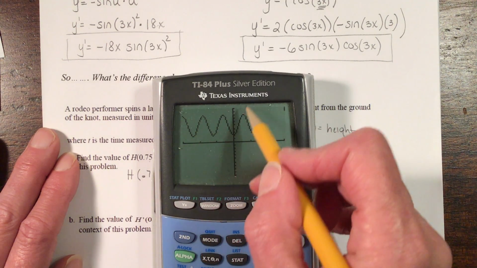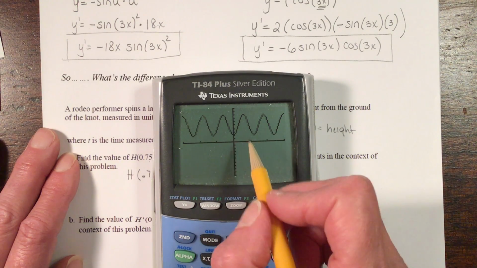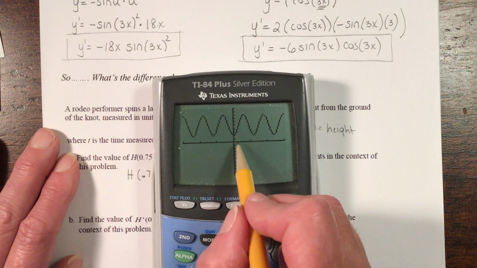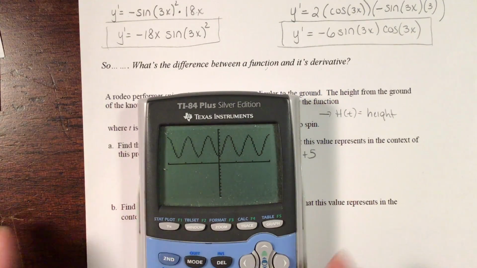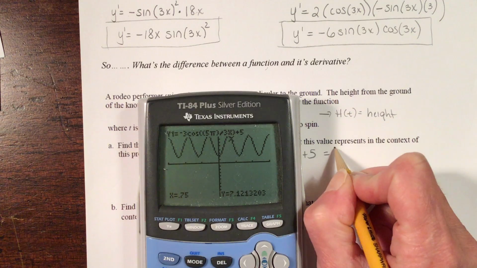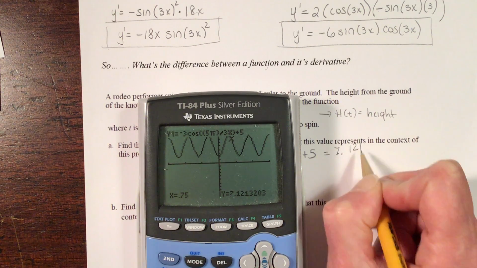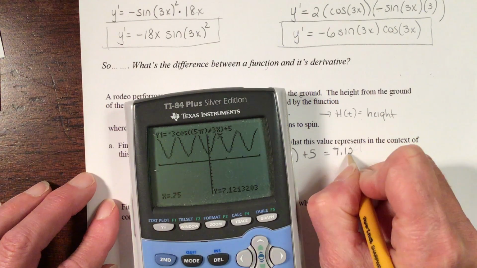Here's my knot. My knot is going up and down and up and down and up and down. We want to know at 3/4 of a second, or 0.75, that I'm not quite sure where it would be on the x-axis, but we want to know what the height of it is. If we want to plug something into our function right from our calculator, we have 2 ways we can do this. We can hit second trace, and now you see the x, I hit the value. We can plug in 0.75, and it's going to be 7.121. That's my y value.